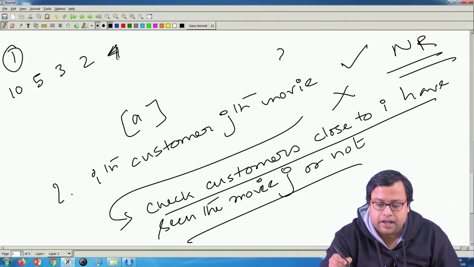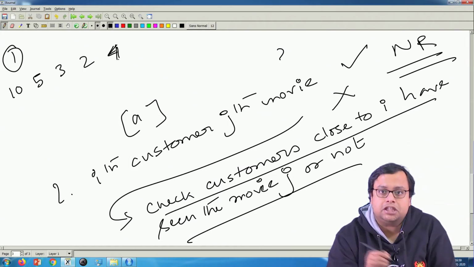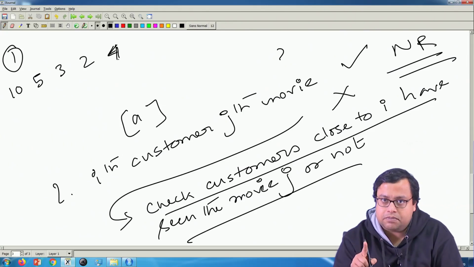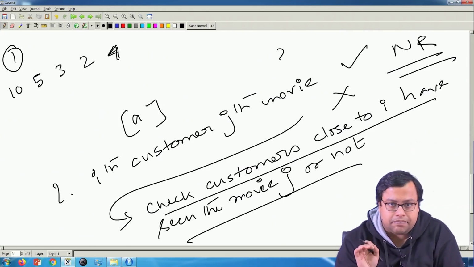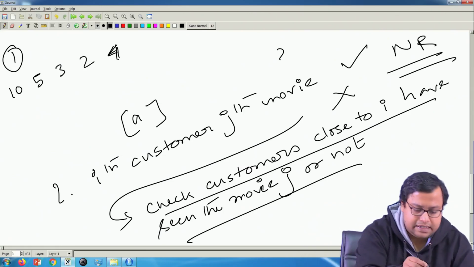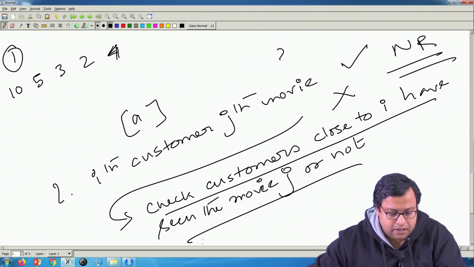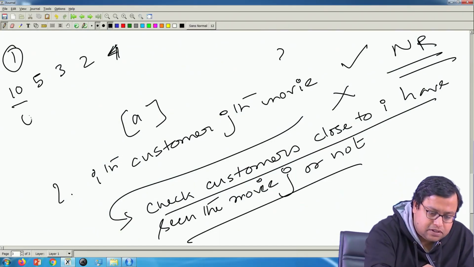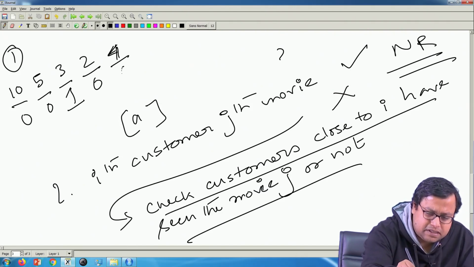Now, I have to check whether they have seen the jth movie or not. Jth movie means the first movie. If they have seen the jth movie, then I will do something. If none of them has seen the movie, then there is no recommendation. So, let us say that is what I find out. The 10th person has not seen, this person has not seen, this person has not seen, this person has seen, this person has not seen, this person has not seen.